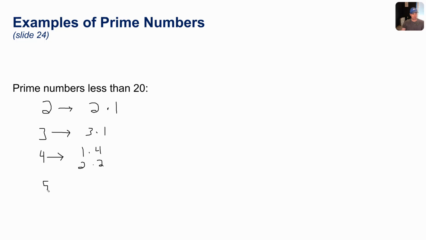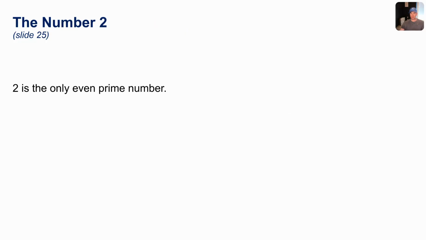Other prime numbers less than 20 include 5. I'll just list them out now: 5, 7, 11, 13, 17, and 19. Okay, so when I look at doing prime factorization, 2, 3, 5, 7, 11, 13, 17, and 19 will be the most commonly used prime numbers when we do prime factorization by hand, at least. Now, another unique prime number is the number 2. So 2 is the only even prime number.